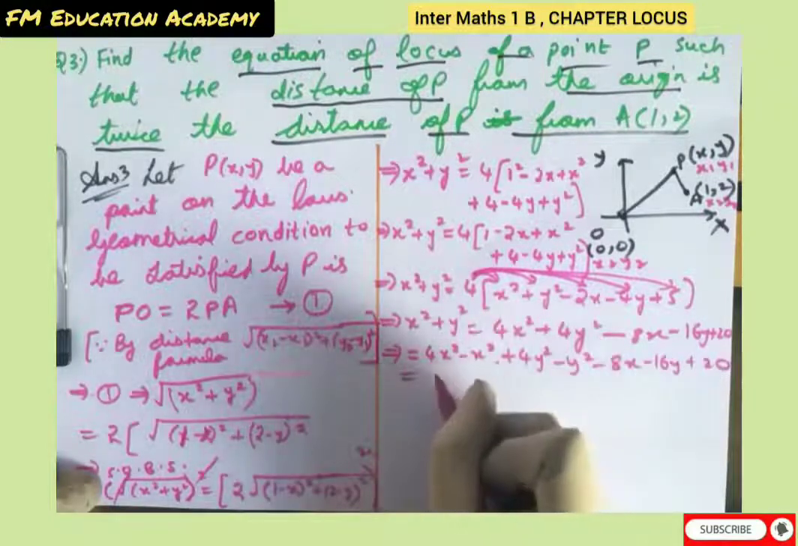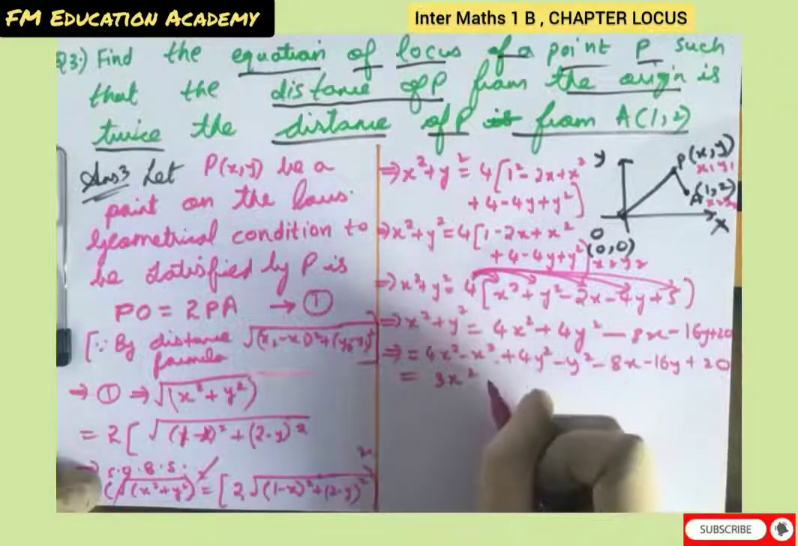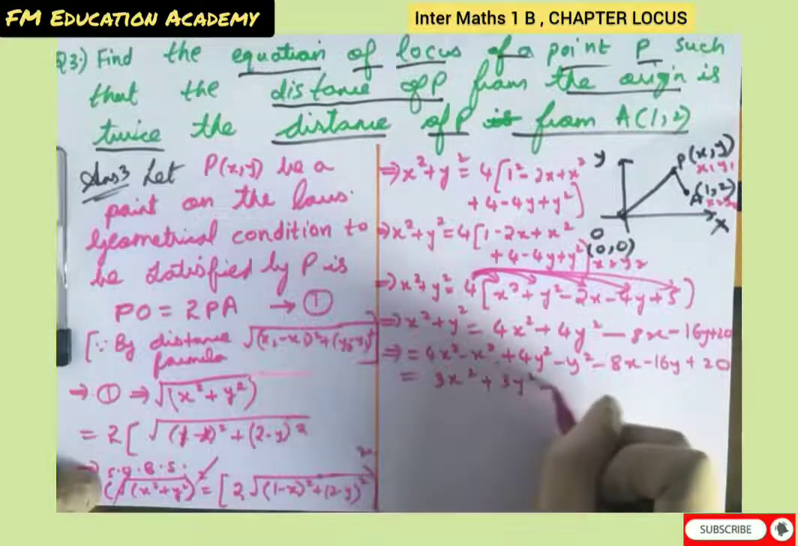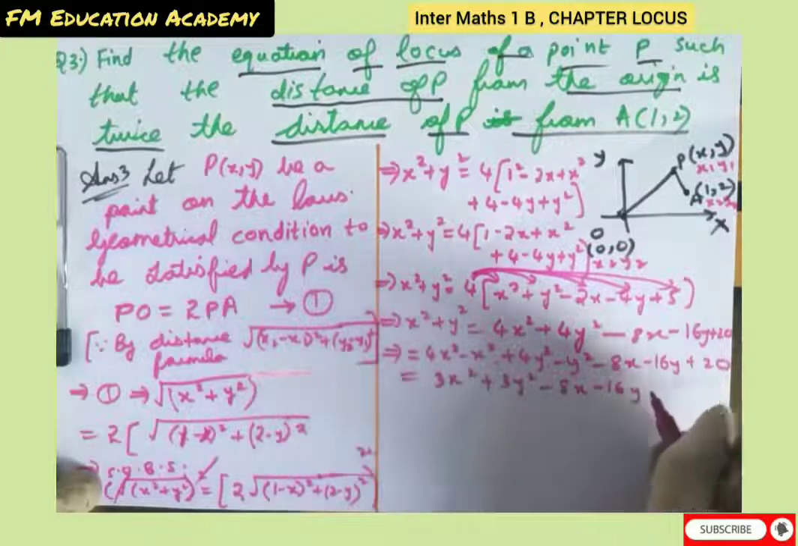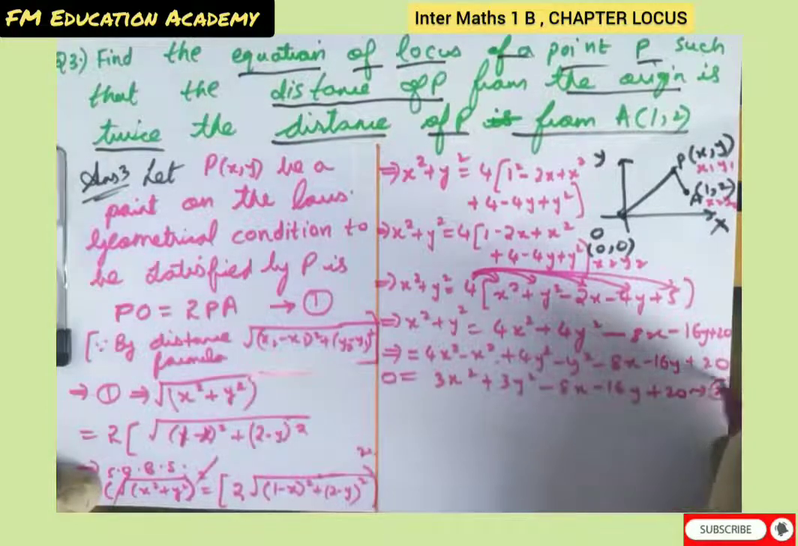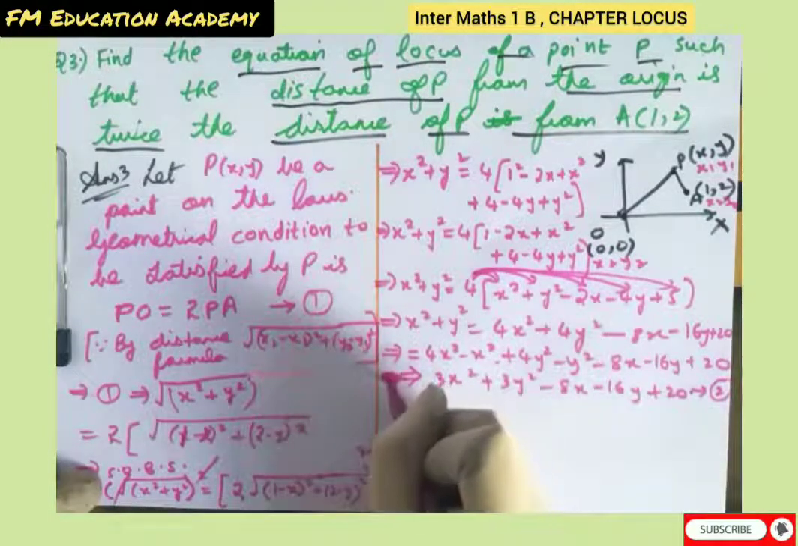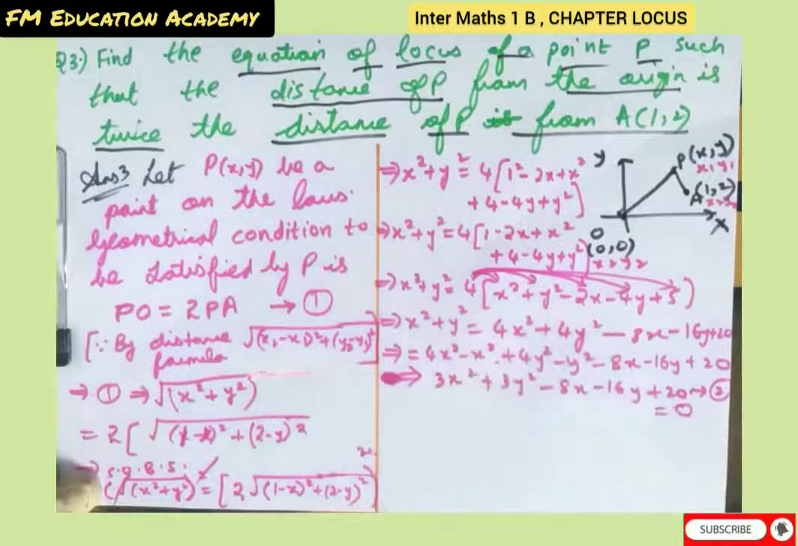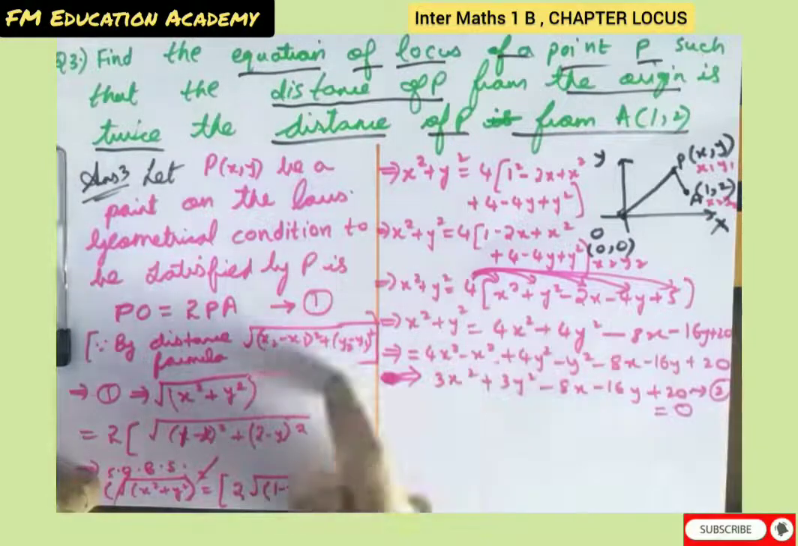What is 4x square minus x square? 3x square. What is 4y square minus y square? 3y square, minus 8x minus 16y plus 20 is equal to 0. Let this be equation 2. Now we have to verify whether this is indeed our equation of locus or not.